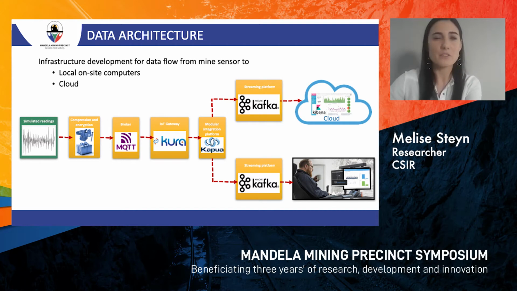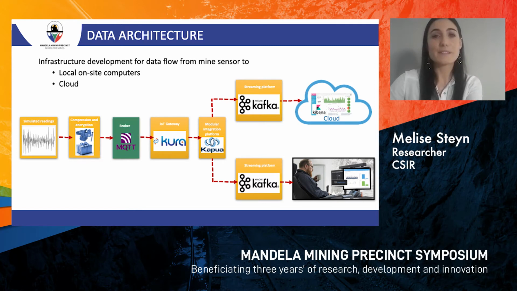This diagram gives a short overview of how we created the pipeline to allow the data to flow from the mine to a local on-site computer and to the cloud. So first, the data had to be compressed to a smaller size before transmitting it and encoded to a language that can be understood by the different components of the pipeline.